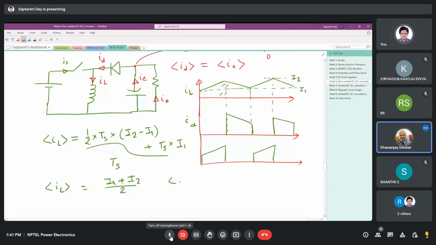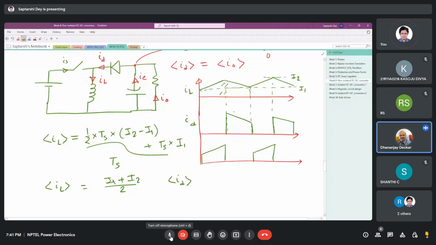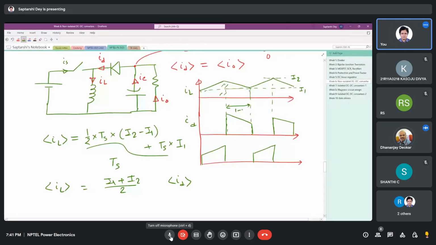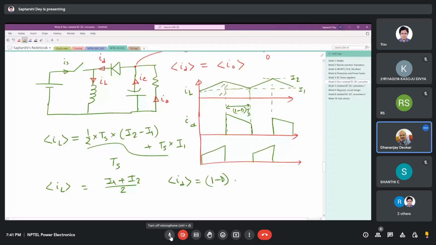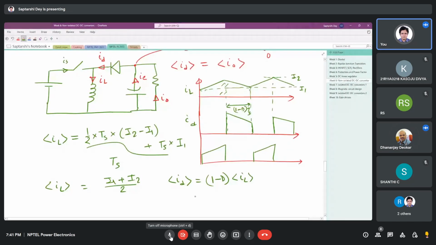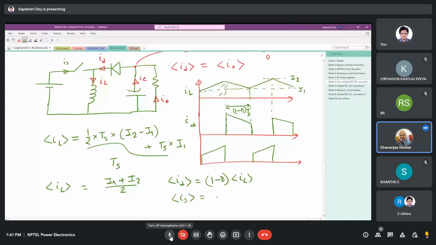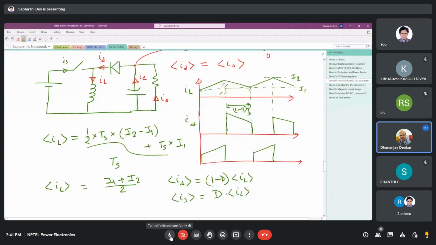And if you look at the diode current, this is (1 minus d)Ts. If you calculate, you will see the diode average current is (1 minus d) times the average inductor current, and the source average current is d times the average inductor current.